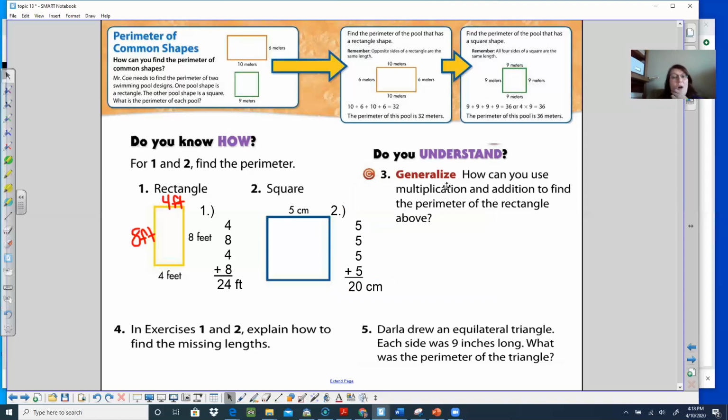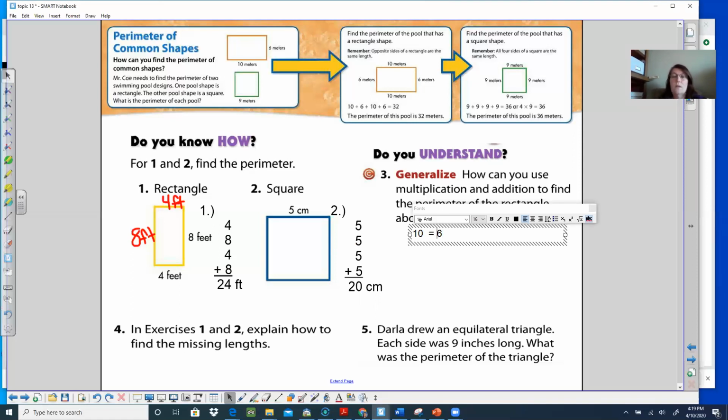Number 3, how can you use multiplication and addition to find the perimeter of the rectangle above? So on this one, we can see that they used addition, but there's kind of a neat trick where we can multiply. So I am going to show you that. I'm going to type it because that's going to be way neater. So I'm going to start by writing it out the way they wrote it. They have 10 plus 6.